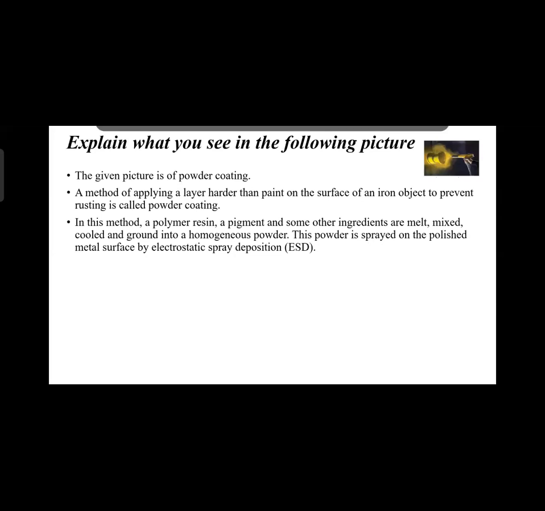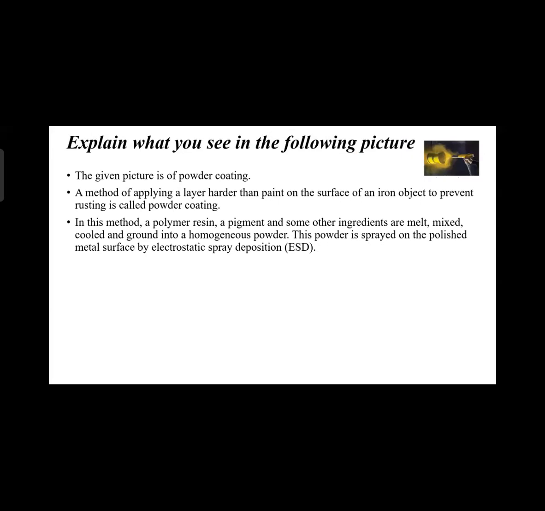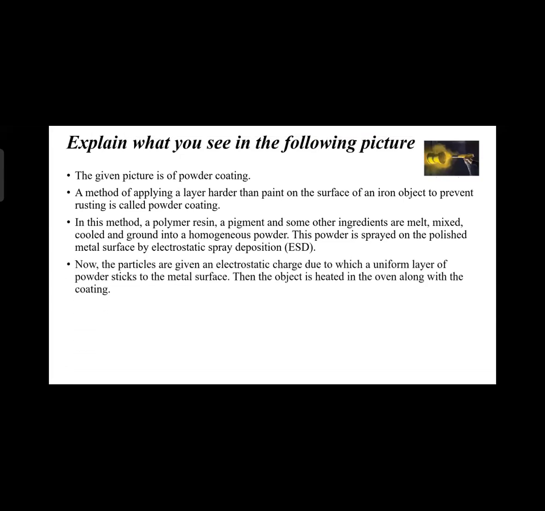In this method, polymer resin, pigment, and some other ingredients are melted, mixed, cooled, and ground into a homogeneous powder. This powder is sprayed on the polished metal surface by electrostatic spray deposition, that is ESD. The particles are given an electrostatic charge, due to which a uniform layer of powder sticks to that metal surface. Then the object is heated in the oven along with the coating.